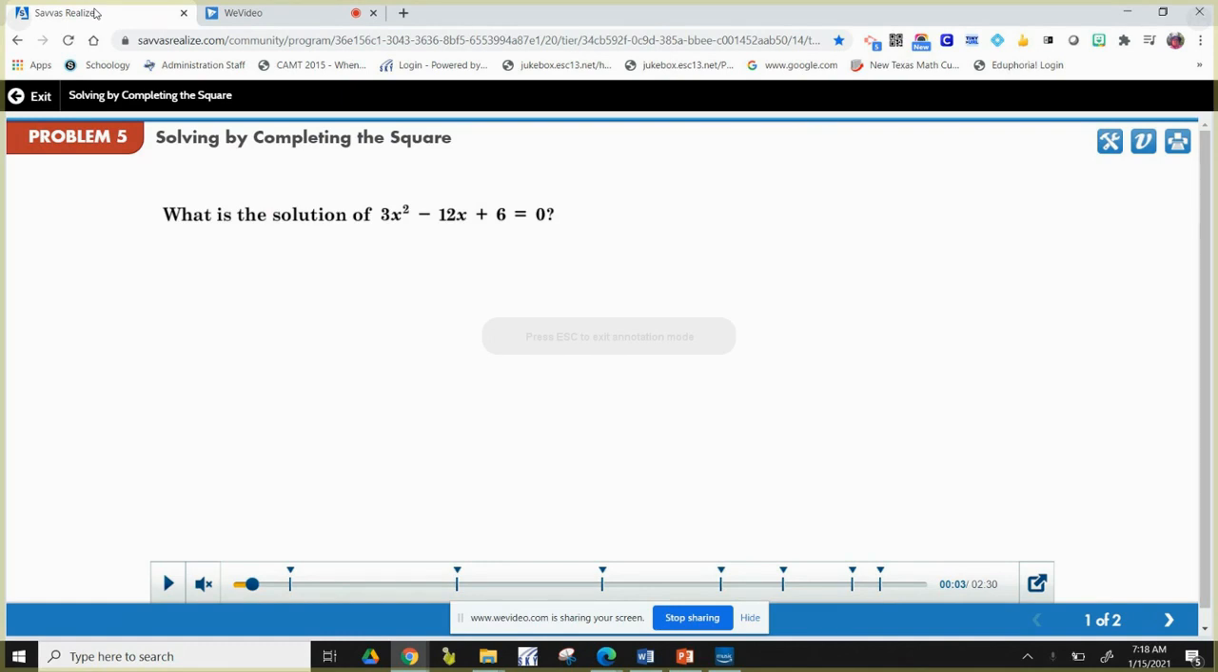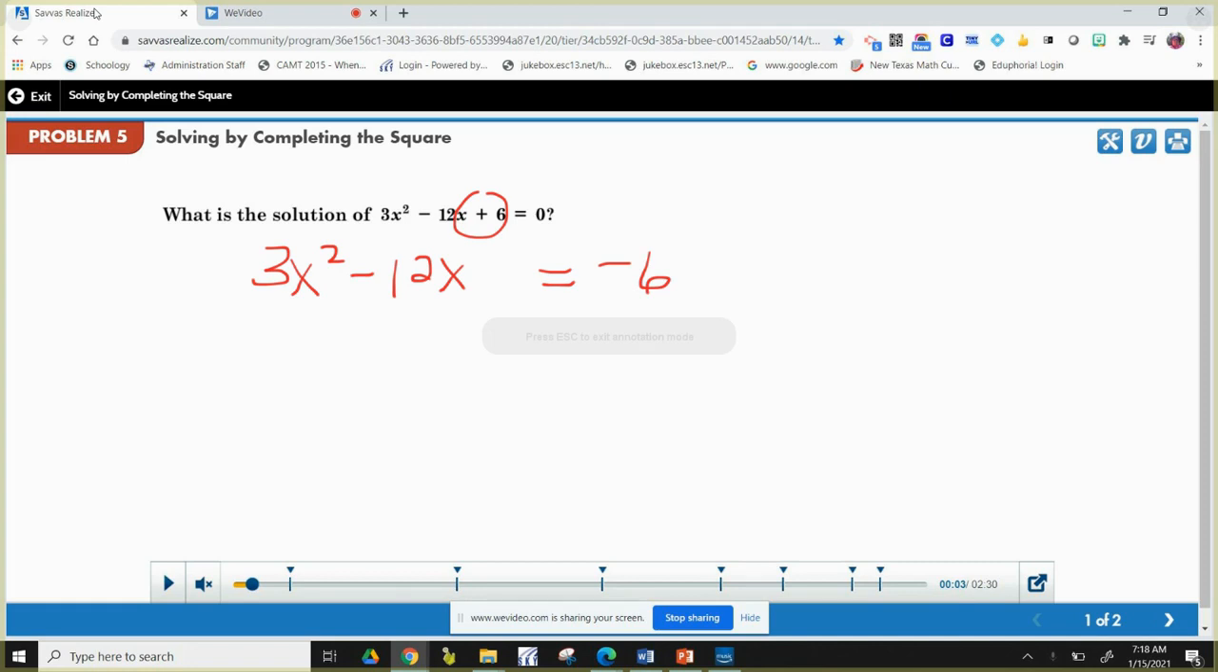The first thing we're going to do to complete this square is move this 6 to the other side because we want to make a perfect square trinomial on the left. So we have 3x squared minus 12x, and we're going to move that 6 to the other side.